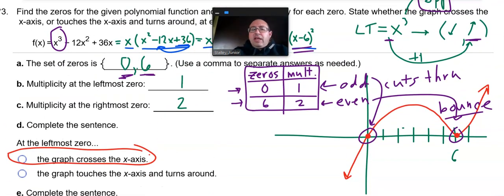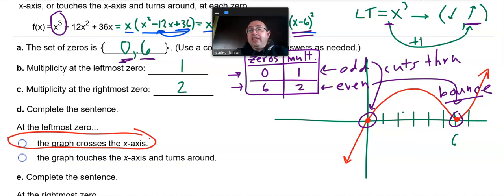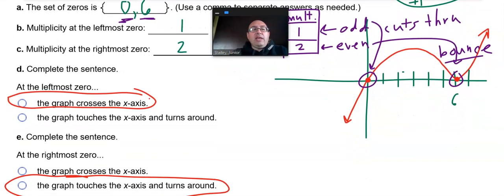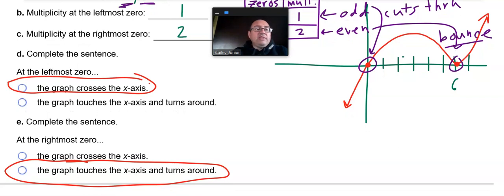Now, then they go on to say, okay, what is the multiplicity of the leftmost 0? Well, that's the 1. Right? And then the rightmost 0 would be the one that has the bounce. That's the 2. I know I did more on this question than you really need. I just wanted you to kind of associate the picture. So, complete the sentence. At the leftmost 0, the graph crosses the x-axis, right? That's that whole idea of cutting through the x-axis. And the rightmost 0 is bouncing. It touches the graph at the x-axis and turns around. Okay, that's the idea of the bounce. Next question.